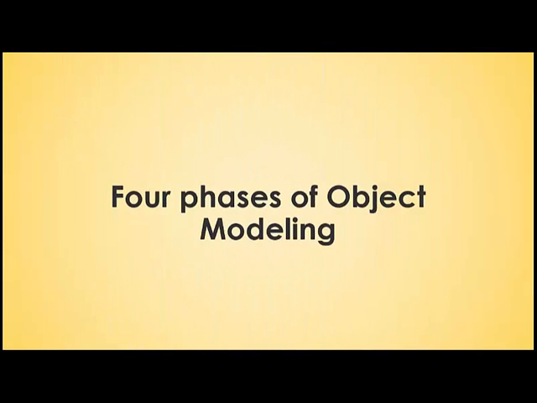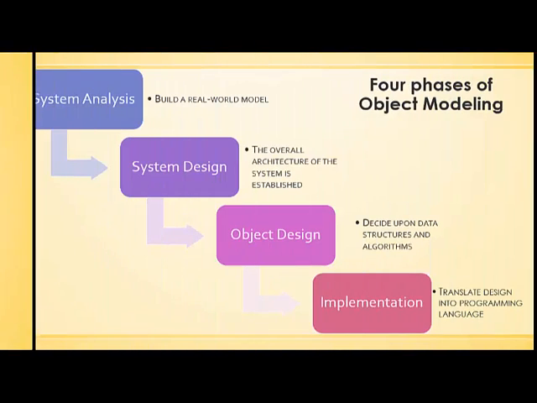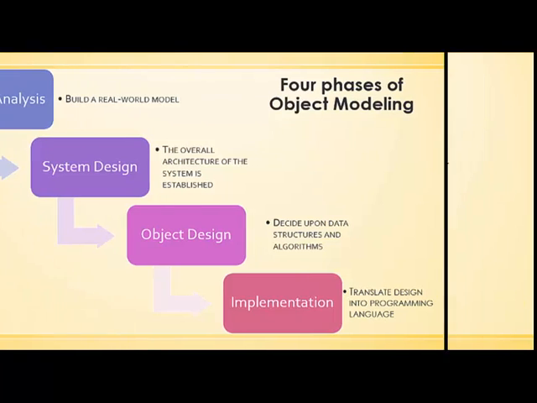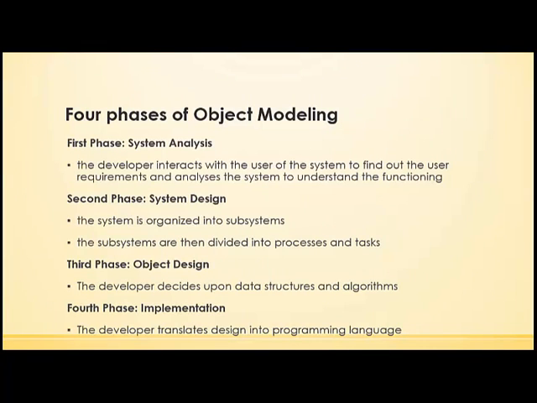4 phases of object modeling. We have system analysis, where we build a real-world model. System design. The overall architecture of the system is established at that moment. Object design, that decides upon data structures and algorithms. And last, implementation. Translate design into programming language. Let's talk about each phase.